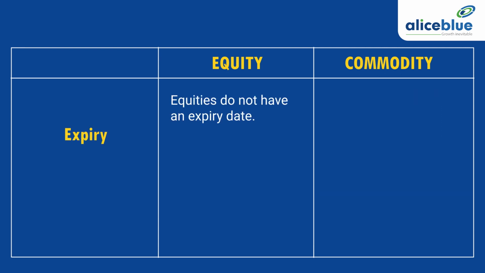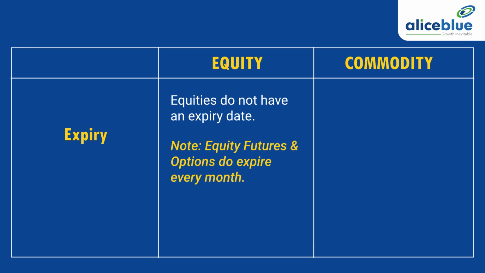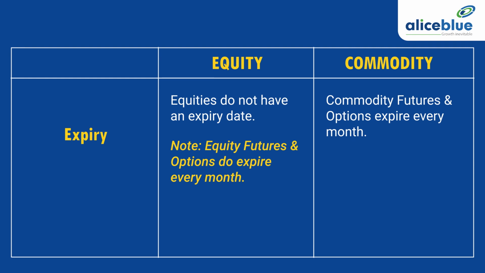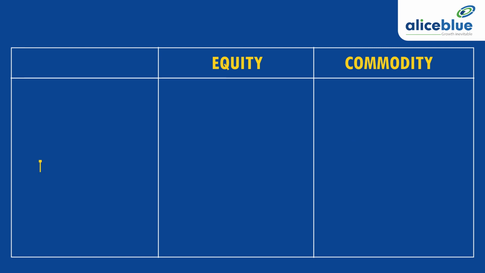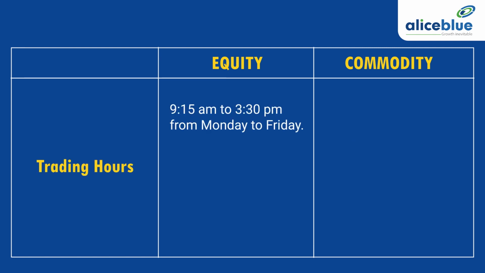Equities do not have an expiry date, but equity futures and options do expire every month. Commodity futures and options, on the other hand, expire every month. There are lower margins in equity but higher margins in commodity. The trading hours for equities are 9:15 a.m. to 3:30 p.m. from Monday to Friday.